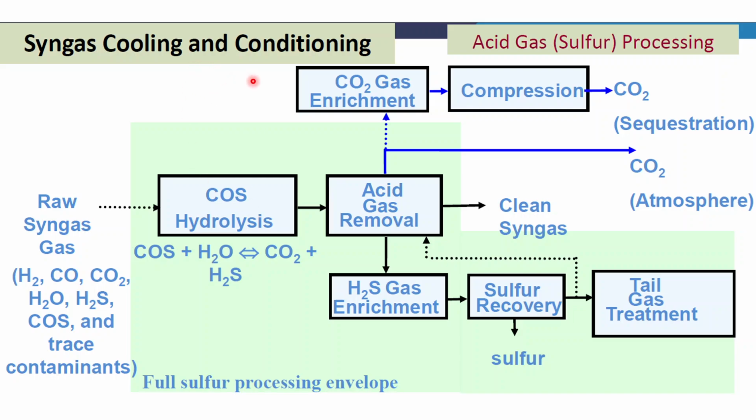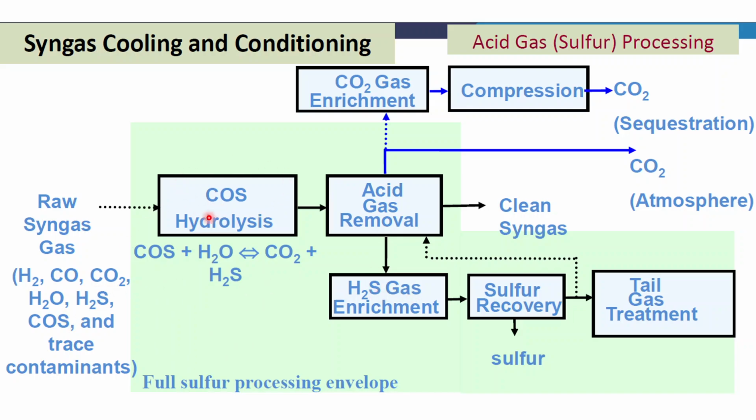Coming on to syngas cooling and conditioning, along with the syngas, if some kind of acid components are present, then for the removal of those acid gases, this arrangement is done. So what we do is the raw syngas is given here. Here COS hydrolysis takes place. If COS traces are present, they may convert into carbonic acid and sulfuric acid.